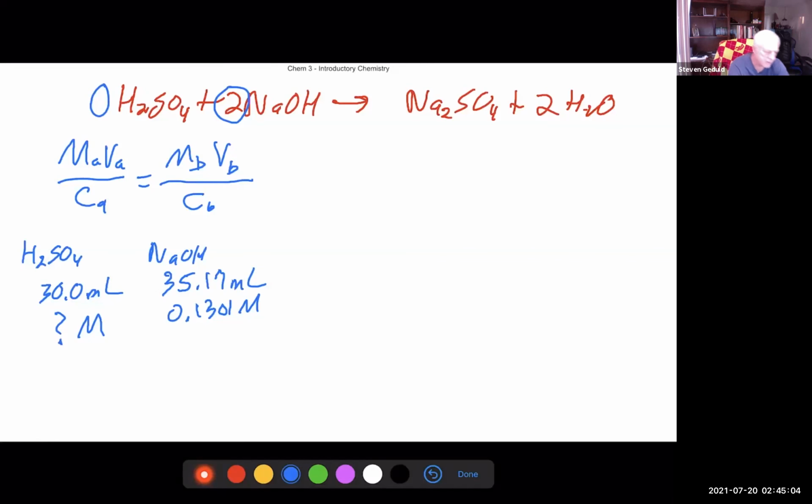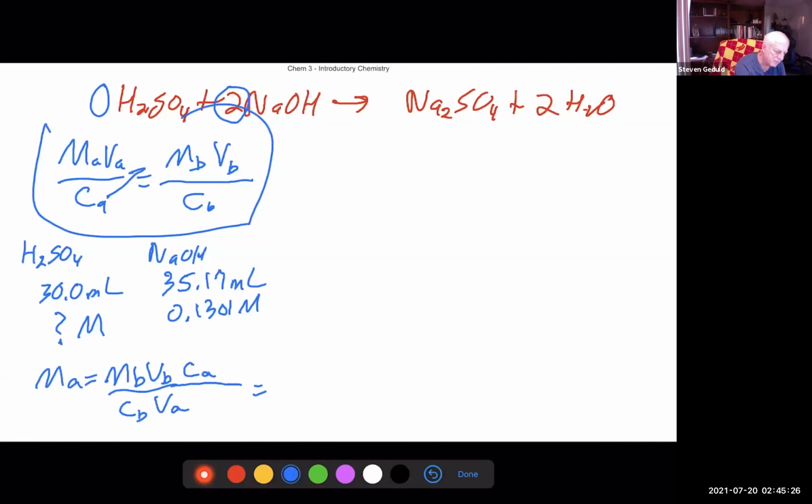So the molarity of the acid equals the molarity of the base times the volume of the base divided by the coefficient of the base, and then times the coefficient of the acid, which we move up, and divided by the volume of the acid, which we move down. We rearranged this to leave the molarity by itself. That's all we did. We just plug the numbers in.